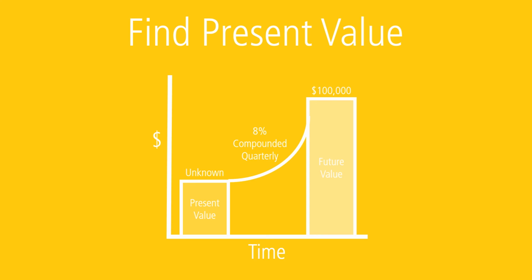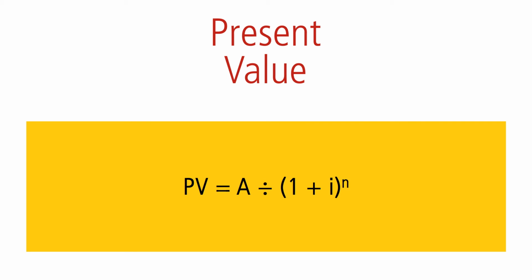For example, if a corporation wants $100,000 in 5 years, where the future value is known, to replace its fleet of trucks, the amount that must be invested today, the present value, currently unknown, at 8% compounded quarterly to achieve this goal. Let's take a look. If your calculator has the exponential function key y^x, you can calculate the present value of an investment by using the present value formula.